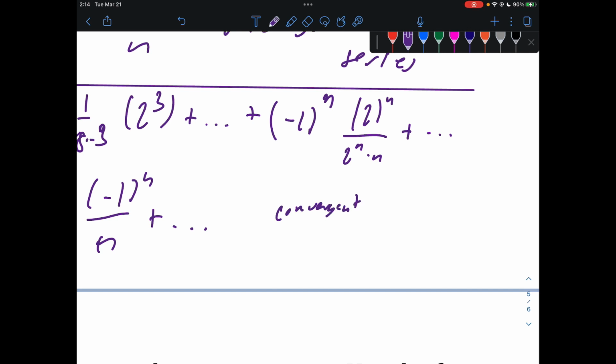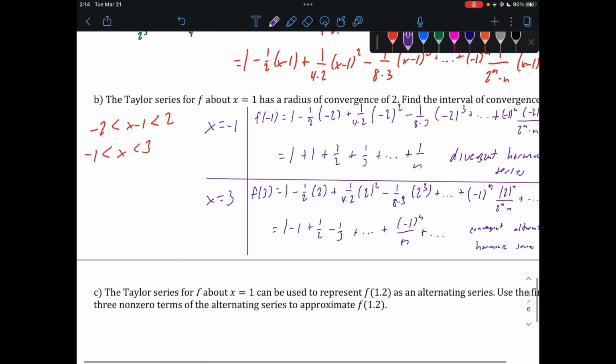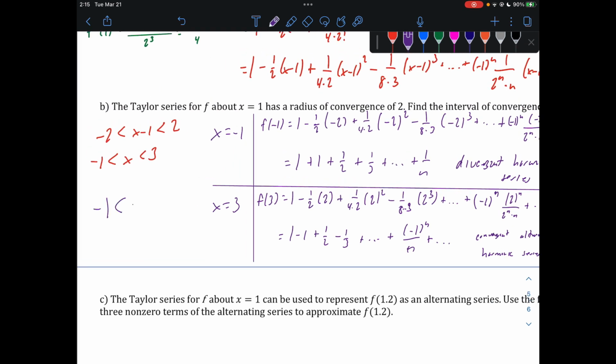So convergent, alternating, harmonic series, which means our bounds are negative 1 to x to less than or equal to 3.